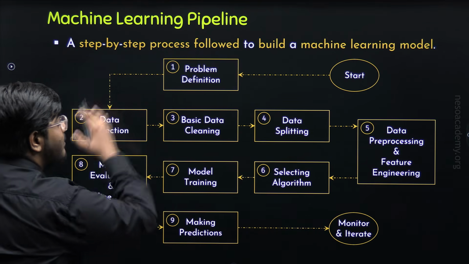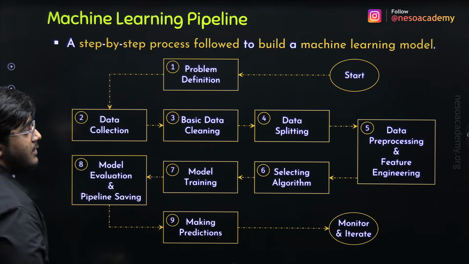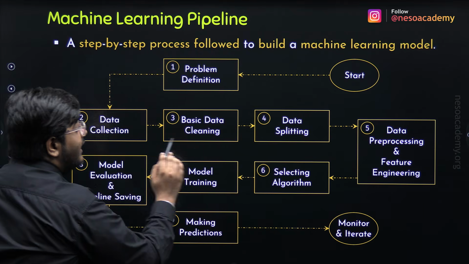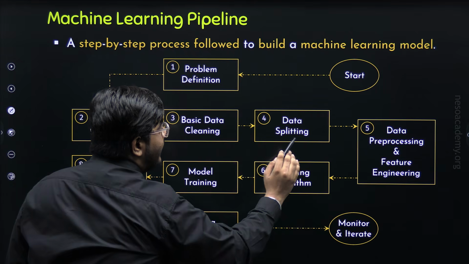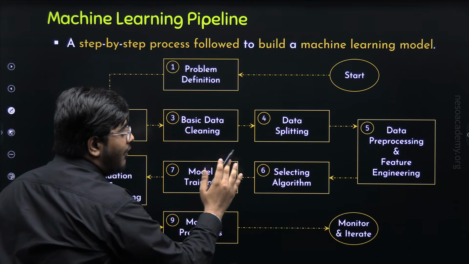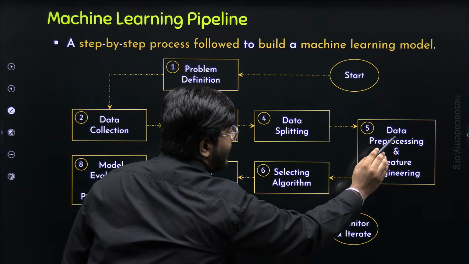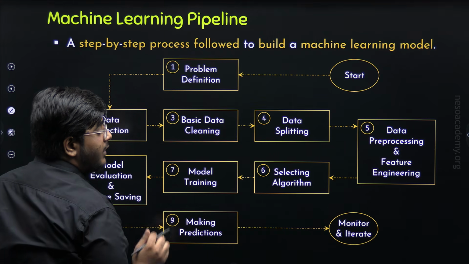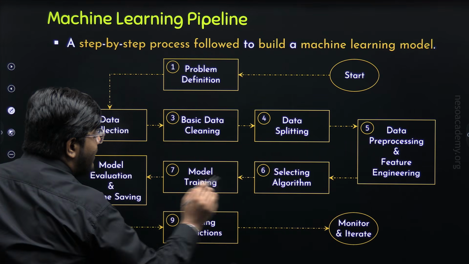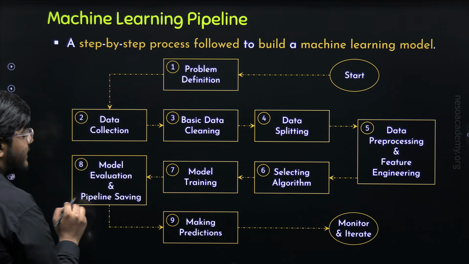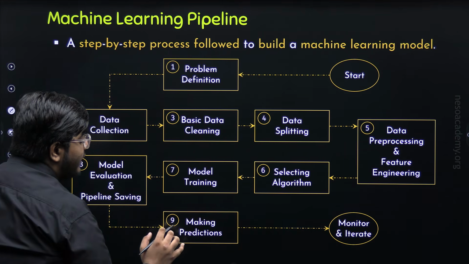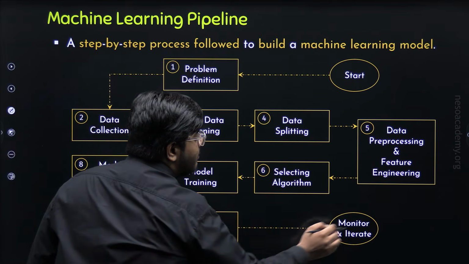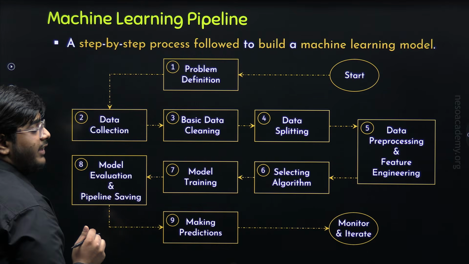So, this is the entire machine learning pipeline that we have discussed. First, we define the problem statement, then we collect the data, then we clean the data. After that, we split the data into training and testing data. After that, we prepare the data, that is data pre-processing and feature engineering. After that, we select an appropriate machine learning algorithm. After that, we train the machine learning model. Then we test and save the machine learning model. After that, we use the machine learning model to make predictions on new data. And we continuously monitor and iterate the performance of the machine learning model.